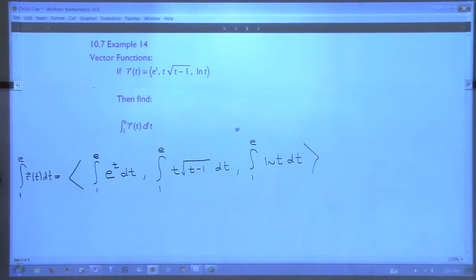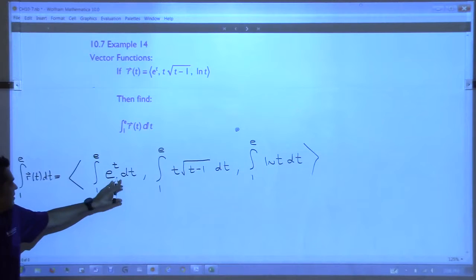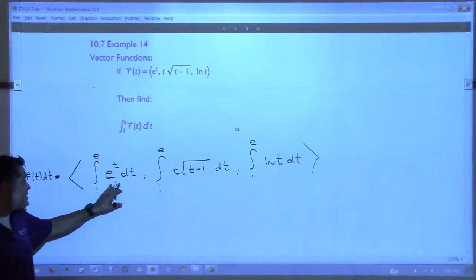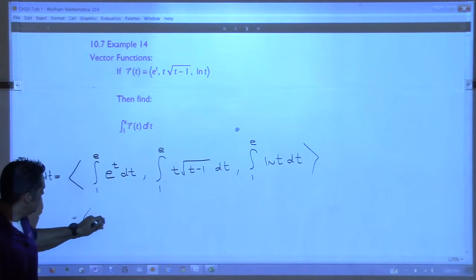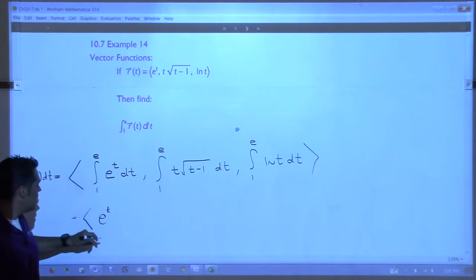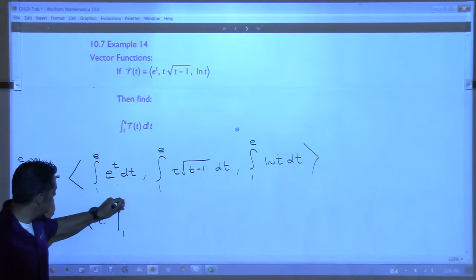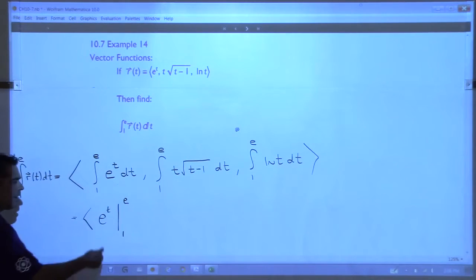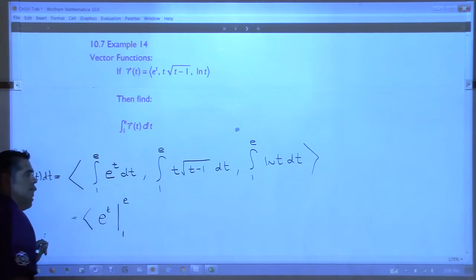Now this example is just to see what we remember from integration. This first one's pretty straightforward, right? The antiderivative of e to the t is itself, so we should just get e to the t. And we're not going to have a constant of integration because it's a definite integral, so we're going to be evaluating that at these two points. You'll plug in e here and then subtract from that what you get when you plug in 1.